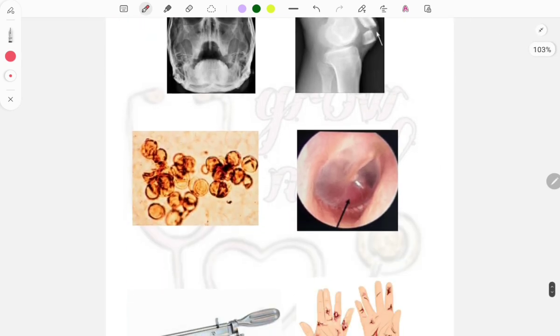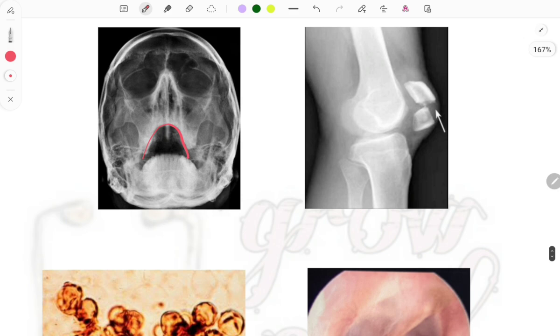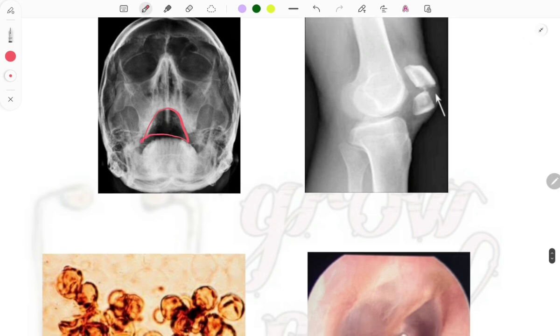Then the next image, one image from the ENT, the X-ray. So it is the Pearly's view, because as you can see here that the mouth is open. Okay, similarly in Waters view the mouth will be closed, but in this the mouth is open. Okay, Pearly's view for looking at the paranasal sinuses.